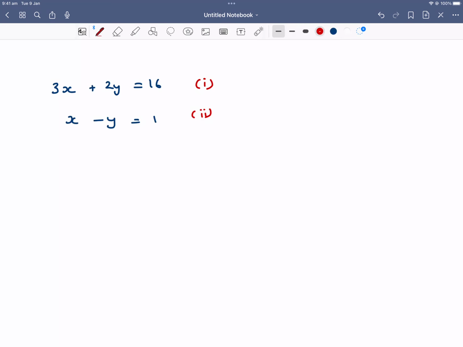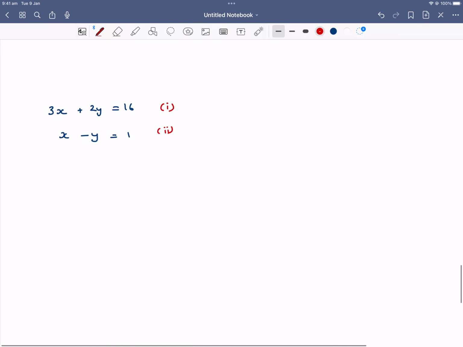Okay, and we want to solve this using elimination. So the problem over here is your x's are not the same, so it's going to be hard to eliminate them straight away. Your y's are also not the same, so you can't eliminate them straight away. So we need to make either the x is the same or the y is the same. It doesn't matter which one. Let's go with y this time, just because there's a negative here, so it gets a bit more interesting.